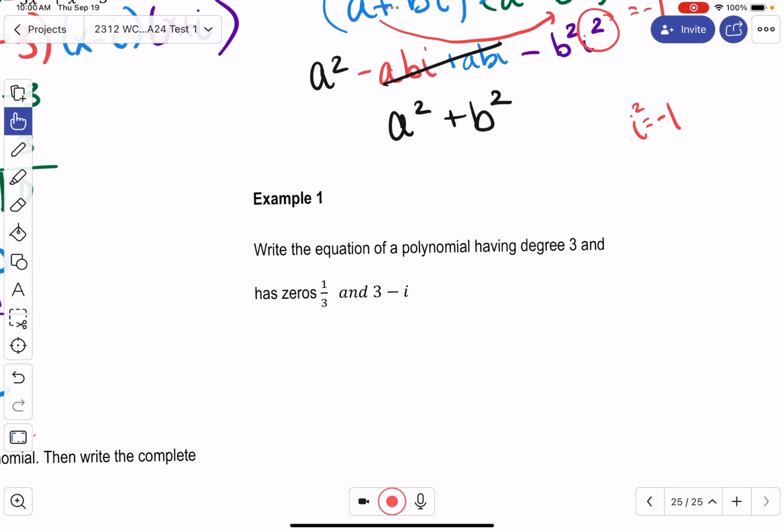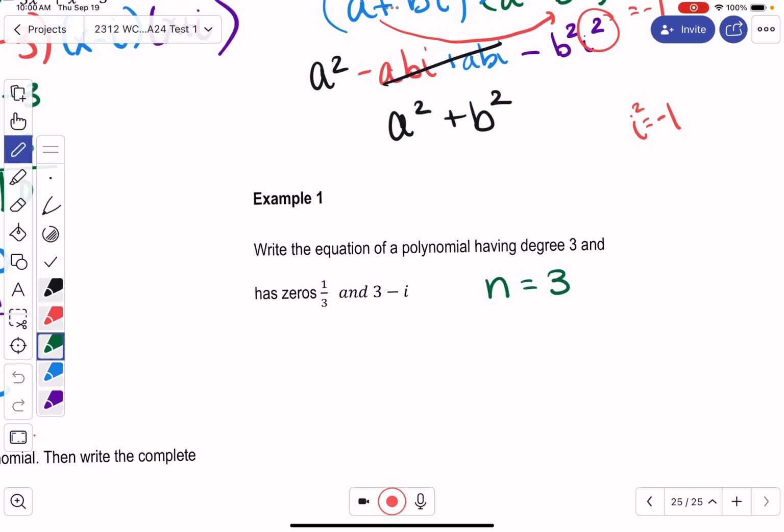So look here, write the equation of a polynomial having degree 3 and has zeros 1/3 and 3 minus i. Well, they tell me that the degree n is equal to 3. And from the fundamental theorem, that means I need 3 solutions for this. They've only given me 2. They've given me a zero at 1/3, and then the other zero is 3 minus i. Because this is an imaginary number, it has to come in a pair.